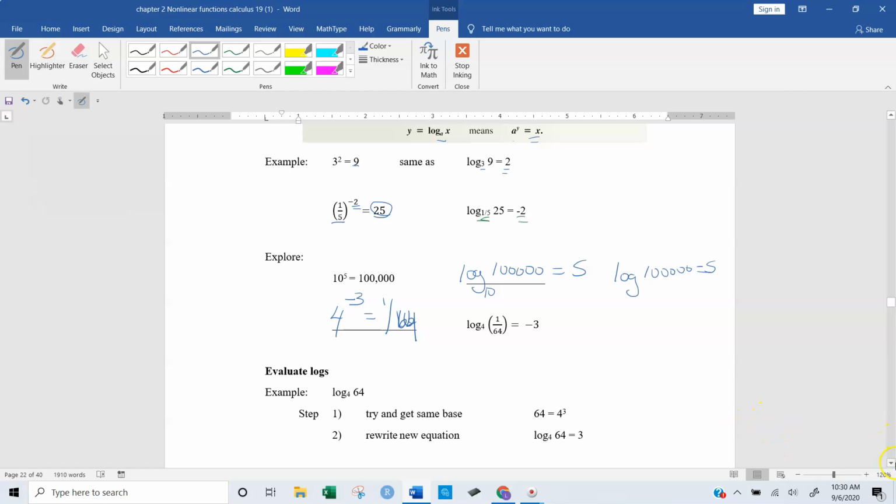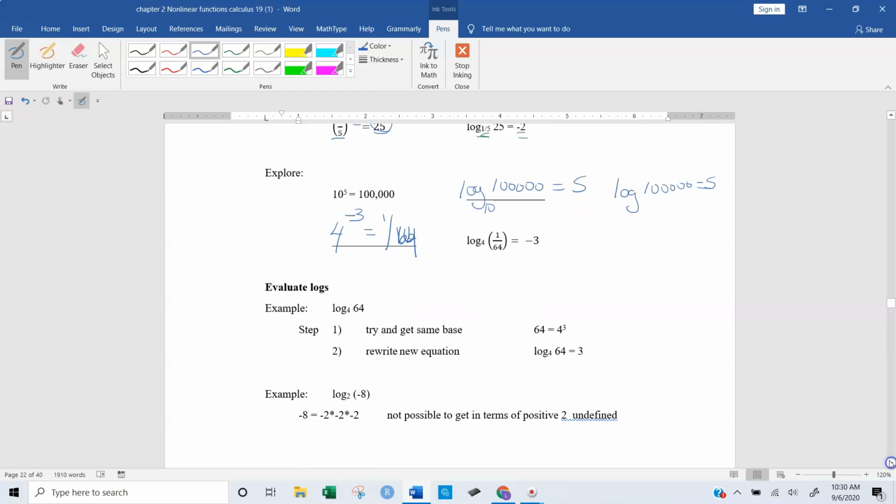All right, now we want to evaluate logs, and there's a couple of ways to do these. First thing I would do is set this thing equal to x and rewrite it. So this means 4 to the x equals 64. We know 64 is 4 cubed. So now we have 4 to the x equals 4 cubed. Well, if that's true, x equals 3. Since x equals 3, then log base 4 of 64 has to equal 3, or 4 cubed equals 64. All right, try yours.